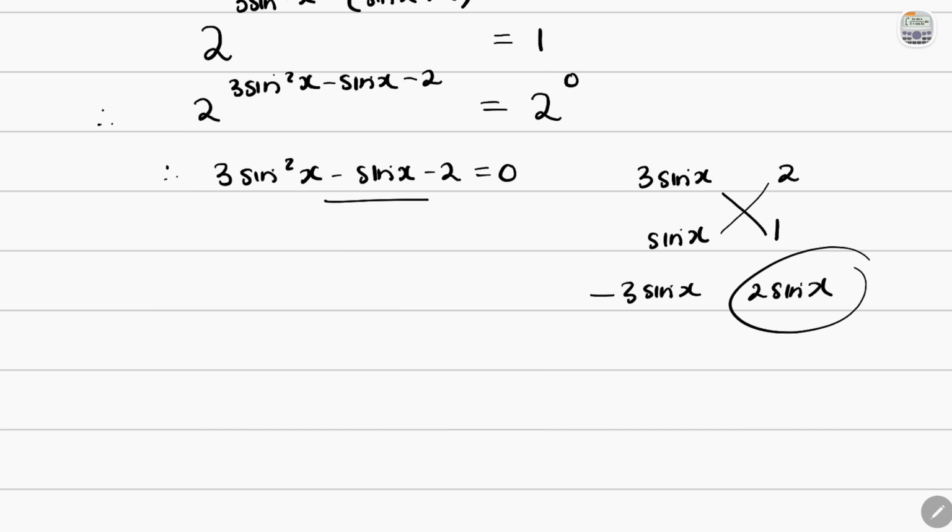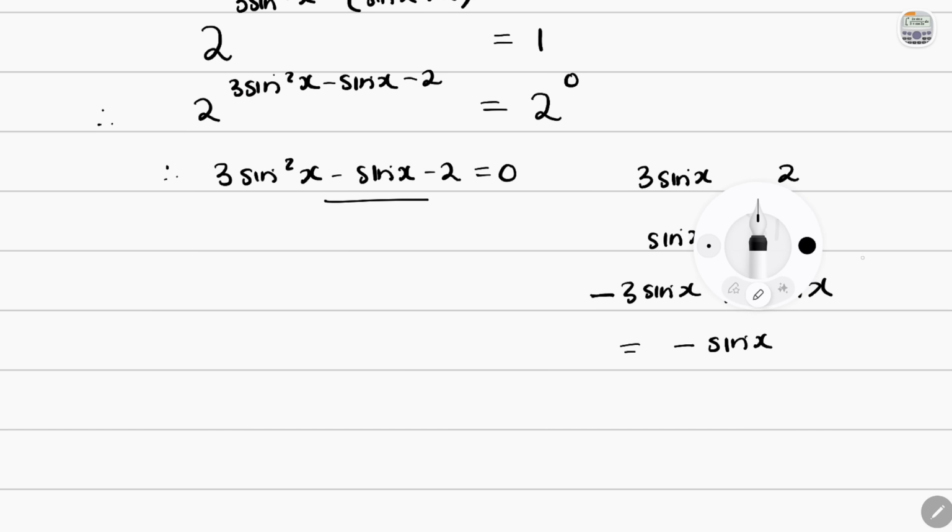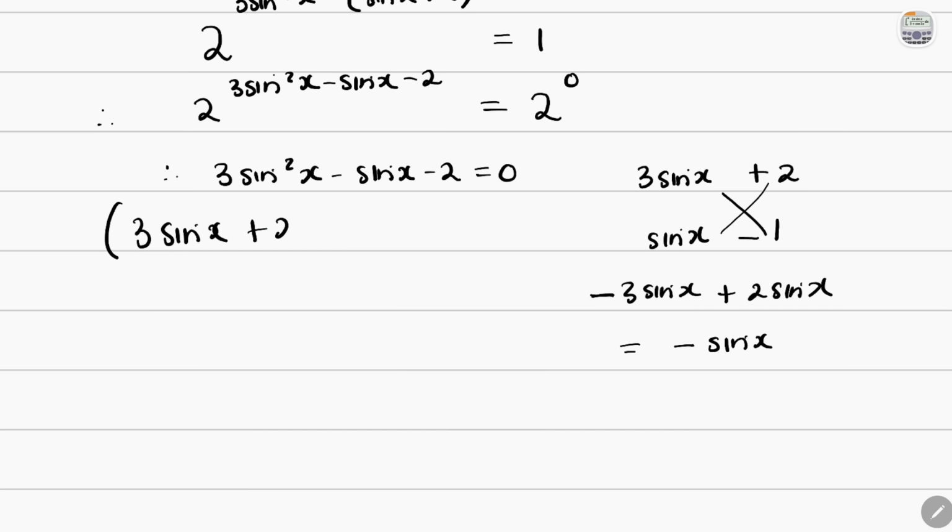You should make this one negative, the one with a bigger variable. Okay, so negative 3 sine x plus 2 sine x gives you negative 1 or negative sine x. And that's how we'll get that. So how did we get the 3 sine x? We got that by saying 3 sine x times 1. So that is what gets the negative. The 1 takes the negative and the 2 takes the positive. Okay, so like that. And so we know our factors are 3 sine x plus 2.